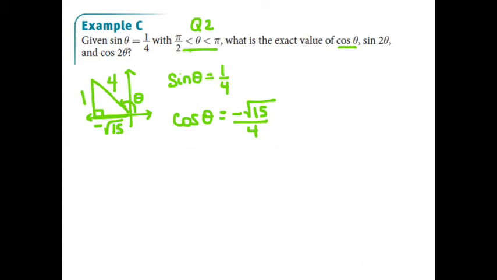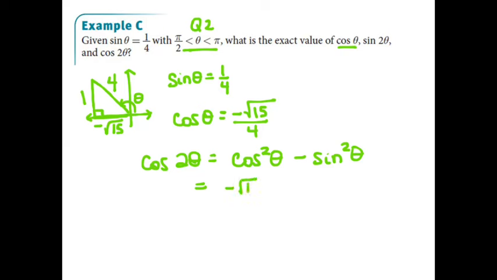Finally, we need to find cosine of 2 theta. If you look at your foldable on cosine of 2 theta, you'll notice we've got 3 different choices of things we could use here. I'm just going to use the first one, cosine squared theta minus sine squared theta. We have learned that cosine theta is negative square root of 15 over 4. So negative square root of 15 over 4, that's cosine theta, but I need to square it, minus sine theta, which is 1/4, and I'm going to square that.